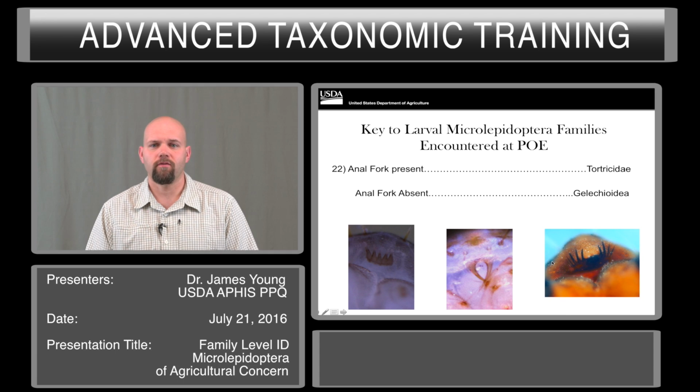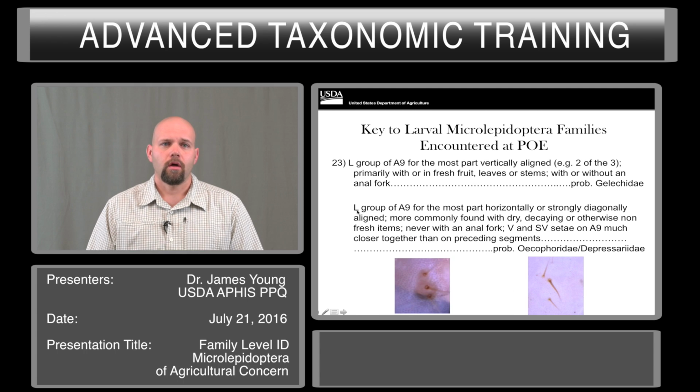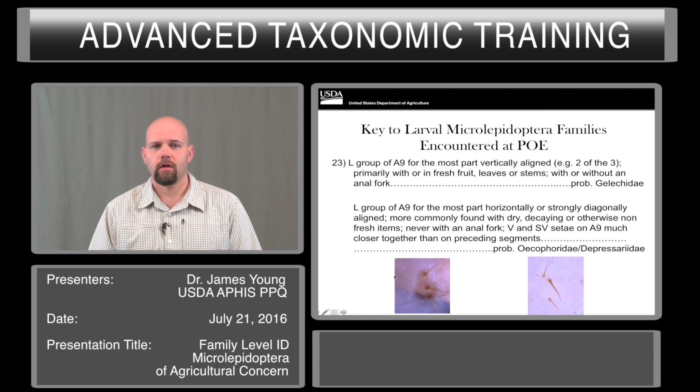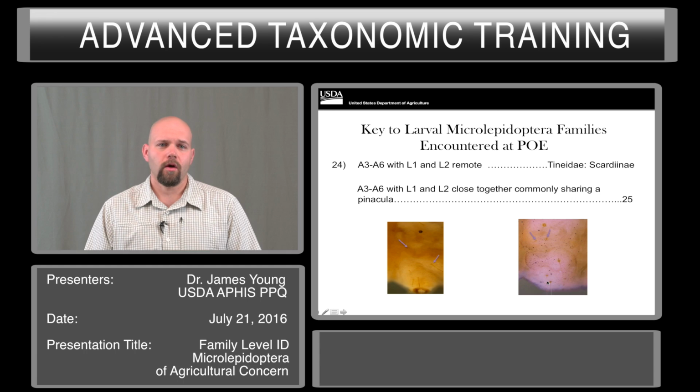Presence or absence of anal forks. Please note that sometimes the anal fork is hard to find because the specimen has just molted. Again, using the trick with the drop of stain in the alcohol can help show this character. L group of A9, mostly vertically aligned, as shown here, a nice straight line, or most typically with L1 anterior to the other two. So we've come to couplet 24.